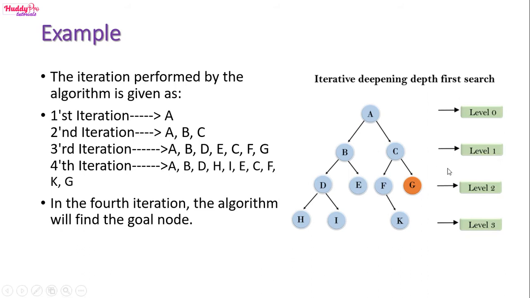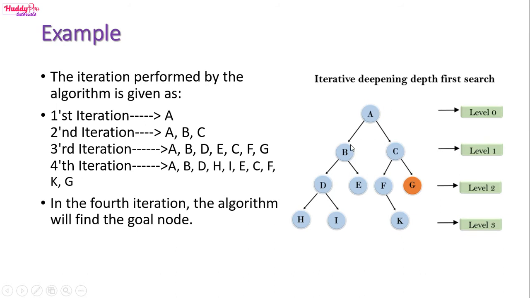In the first iteration, we have A. So there is no goal node found, so it will continue. In the second iteration, it will go A, B, instead of going deep, because it uses breadth first and then depth first. We are saying that on a certain level, it will perform the depth first search for a certain limit, like on the limit of level 1, then it goes for the breadth.